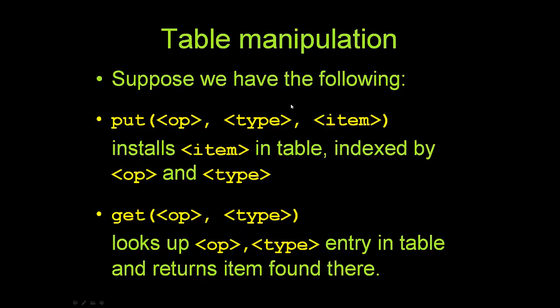Before we start, let's talk about some functions that we need to understand to manipulate the table. Essentially, the table supports 2 different operations. You can put an op and type, and the item is actually the function that you need to use to operate. And you can get an op and type. What you can put in the table for op and type, you can also extract using get. So it's put and get.